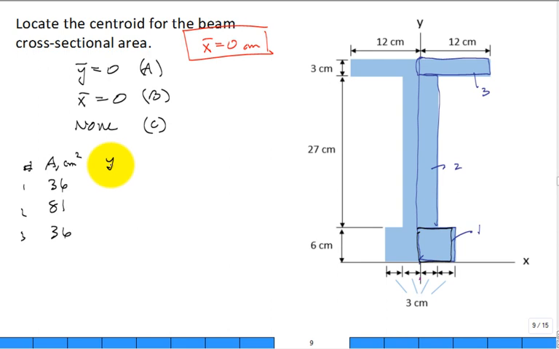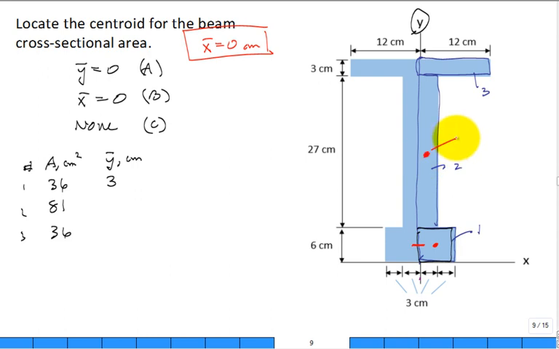Now, if we want to calculate the y bar of the entire system, I have to observe what is the y bar of each piece. And that's in units of centimeters. So with respect to the same coordinate system, what is the location of that centroid? What is the y bar for 1? 3. All right, then I come on here and I focus. What's the y bar of 2?